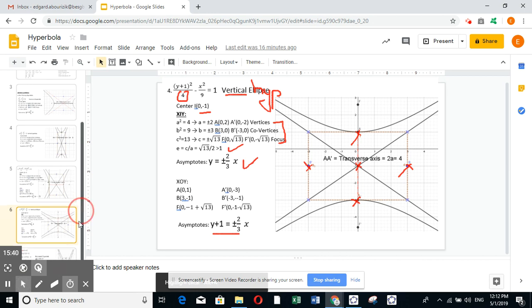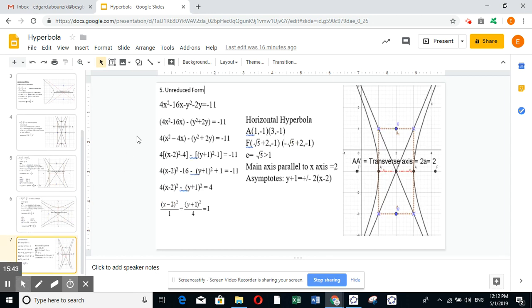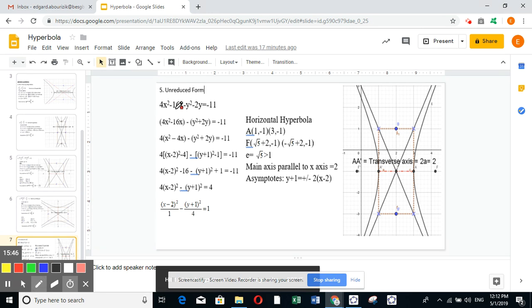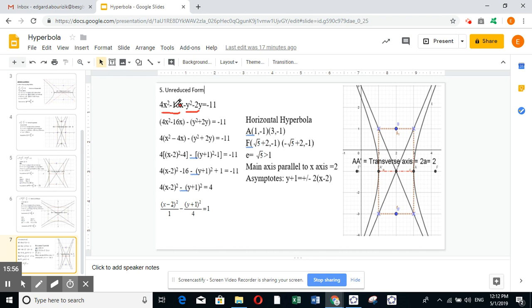The last example is written in unreduced form, unlike the previous examples. So first of all, we take the x's together and the y's together, because x squared and minus y squared, the coefficients are not equal but of opposite sign, as you can see. So this is a hyperbola. So we know from the beginning that it is a hyperbola. Now we take the x's together, then the y's together. We have minus, we put minus outside. We put the coefficient of x squared in factor. So I divide here by 4 and here by 4. Here, I don't have a coefficient for y squared. I keep it as it is.